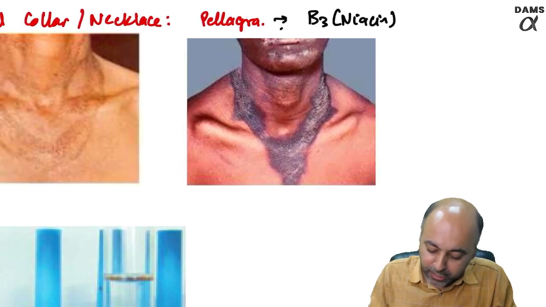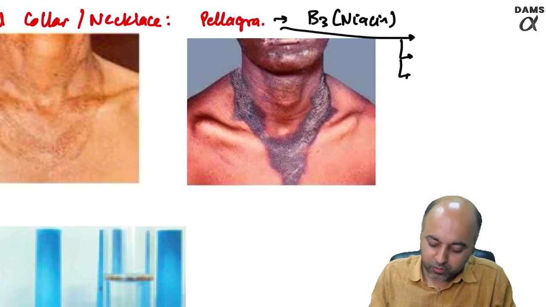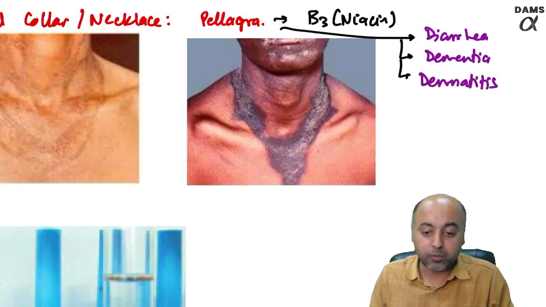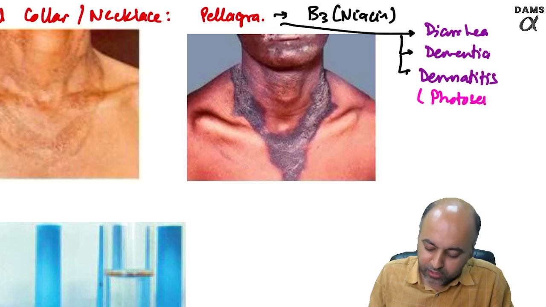When we talk about pellagra, we mention the 3Ds. So here you have diarrhea. Along with that, you have the dementia. And about the dermatitis, you have to remember two things. About dermatitis, please remember two things. Number one, this dermatitis is photosensitive.